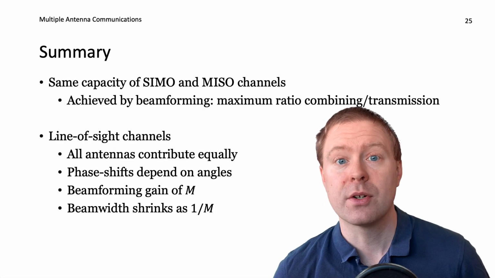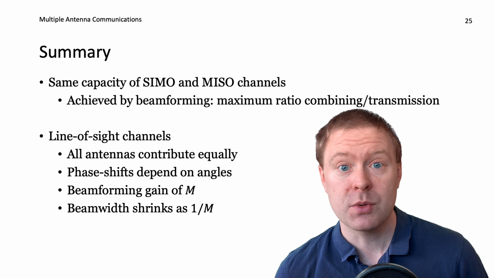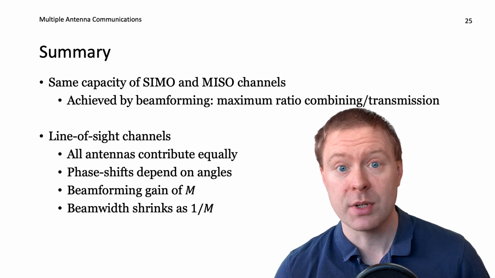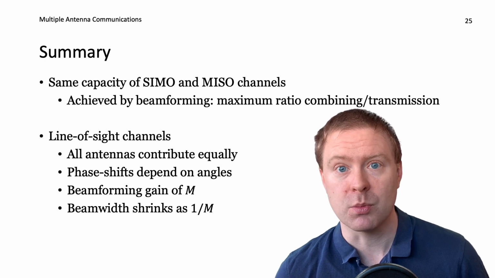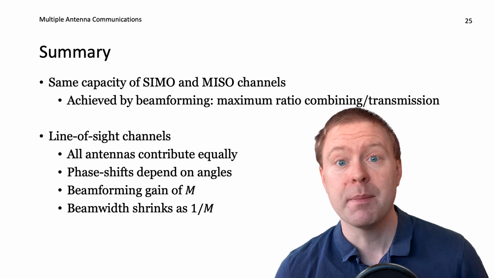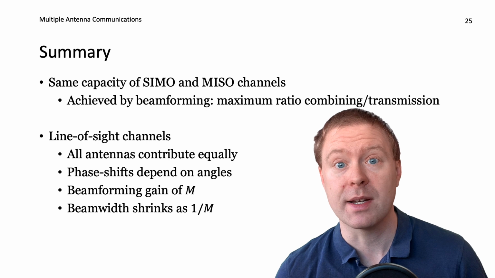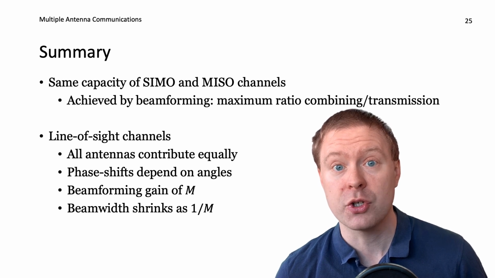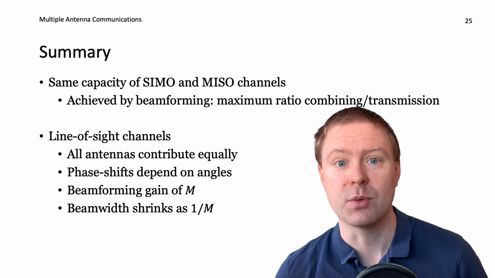In this lecture, we considered having multiple antennas at the transmitter or at the receiver. And we saw that when you have such a setup, if you're transmitting in one direction or in the other direction using the same total power, you have the same channel capacity. And you achieve it using maximum ratio combining if you have multiple receive antennas, and maximum ratio transmission if you have multiple transmit antennas. Then we were looking into the capacity when you have a line of sight channel, so we characterized the channel itself. We saw that all antennas are contributing equally to the capacity, and it's the phase shifts that are different for the different antennas, and we can relate that to the geometry: from which angle the signal is coming or where it's going to be transmitted.